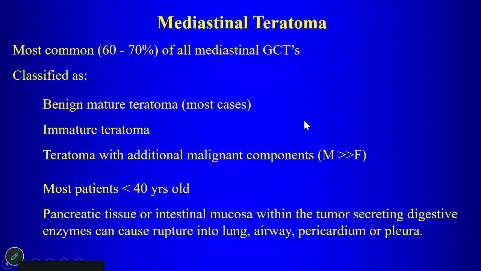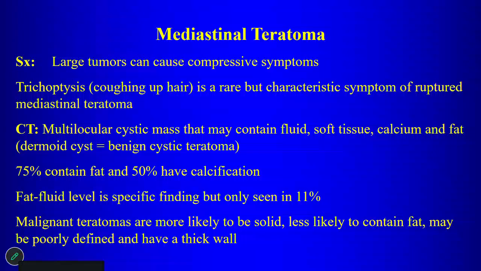So mediastinal teratomas, most of these are benign, but some of them can still contain malignant elements. That's why they should be removed. And most patients tend to be young. Pancreatic tissue or intestinal mucosa within the tumor secreting digestive enzymes can cause rupture into the lung airway, pericardium, or pleura. Sometimes there can be hair in these that can get into the airway. So coughing up hair can be a pathologic finding of this. So trichoptysis, coughing up hair, is a rare but characteristic symptom of ruptured mediastinal teratoma.